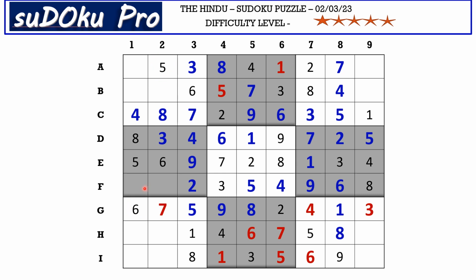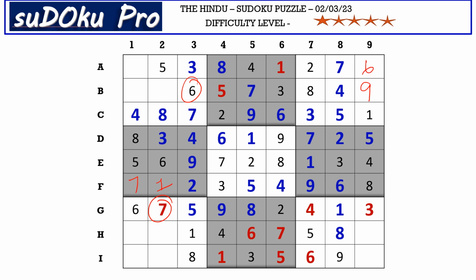Now here in this fourth block, the missing numbers are 1 and 7. This 7 blocks here. So F2 takes 1 and F1 takes 7. Here in this third block, the missing numbers are 6 and 9. We have this 6 blocking from B row. So B9 takes 9 and A9 takes 6.